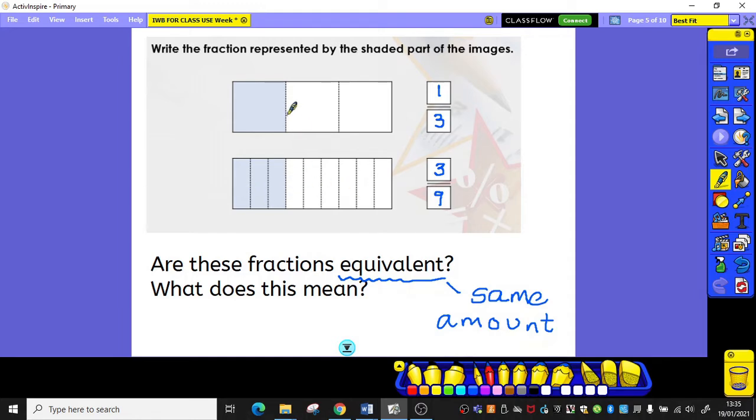If these were 2 cakes, I'd cut my first cake into thirds. My second cake I'd cut into ninths or 9 pieces. If I ate 3 out of the 9, or I ate 1 out of my 3 pieces, effectively I've eaten the same amount of cake. I've eaten an equivalent amount.